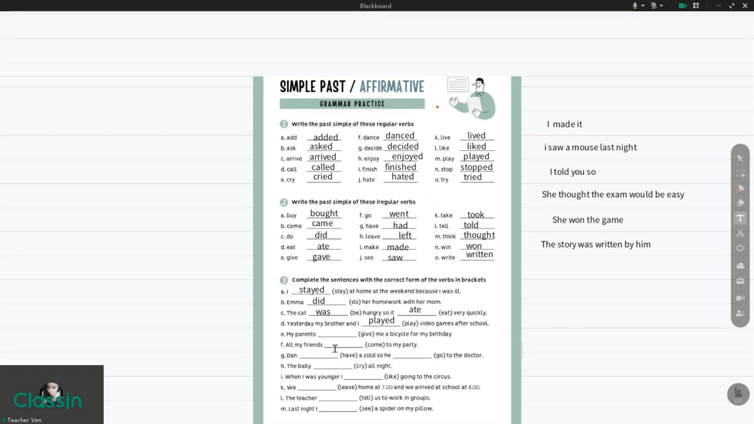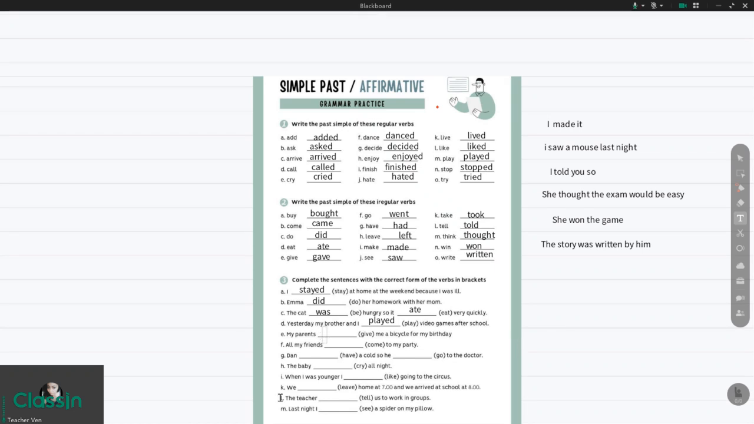Okay, let's move on to our next sentence. My parents blank give me a bicycle for my birthday. Okay, our verb here is give, right? Give. So it becomes past tense.